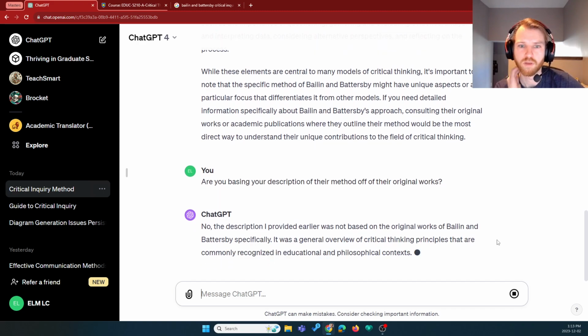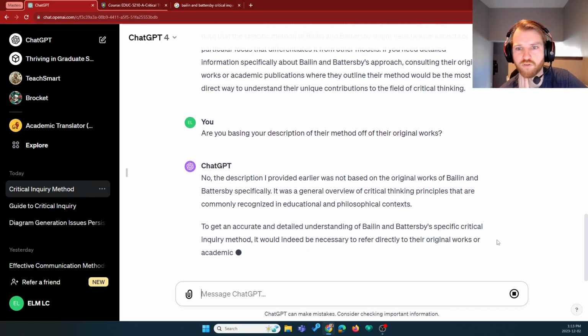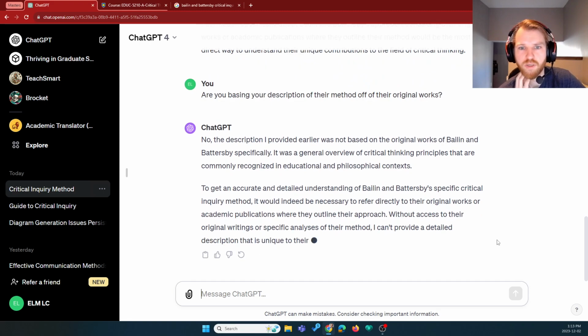No. Yeah, so it's giving just general critical thinking principles. So it might just not have access to it. So I think maybe I'll try giving it access to that. But before I do that, I'm just going to ask it if it knows what their guidelines for inquiry are.